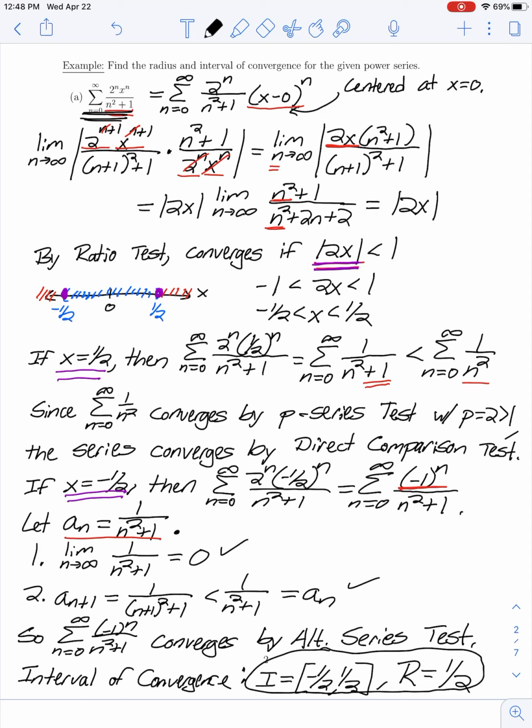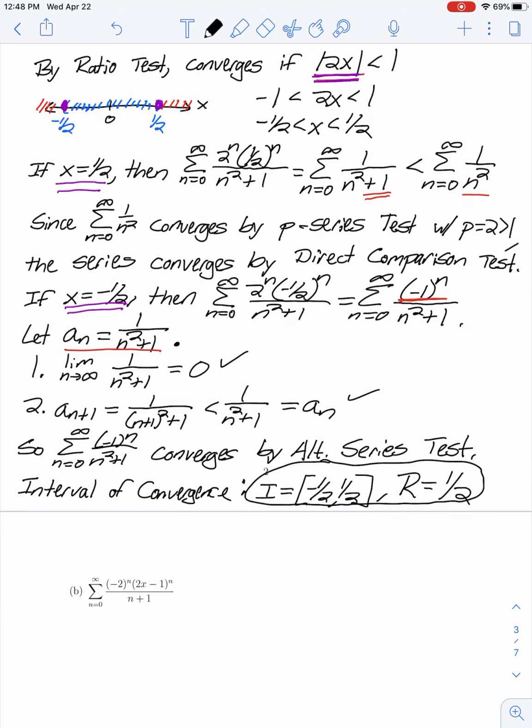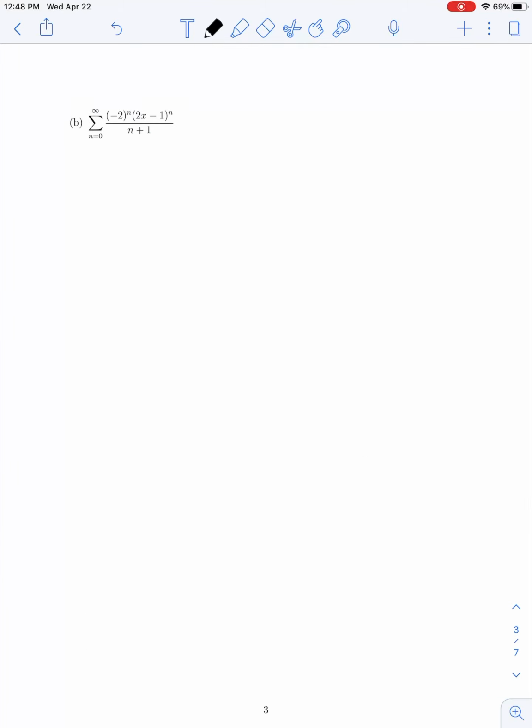All right. So again, what we're finding here are the set of all x values that I could plug into the given power series, and I am guaranteed convergence. So let's look at another one. In this next one, we have the sum from 0 to infinity of negative 2 to the nth times 2x minus 1 to the nth power over n plus 1. So again, if we want the interval or radius of convergence, we're going to try the ratio test first.